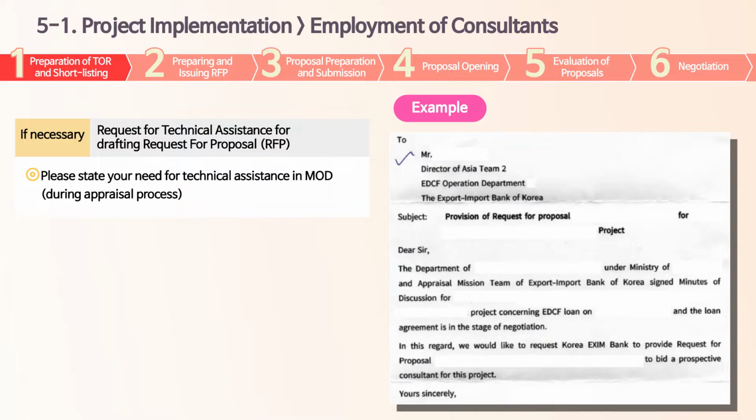EDCF may support drafting TOR or RFP in case you request. Please keep in mind that such request is recommended to be consulted during the appraisal stage and stated in MOD. This is to help EDCF loan officers to prepare necessary arrangements in advance.